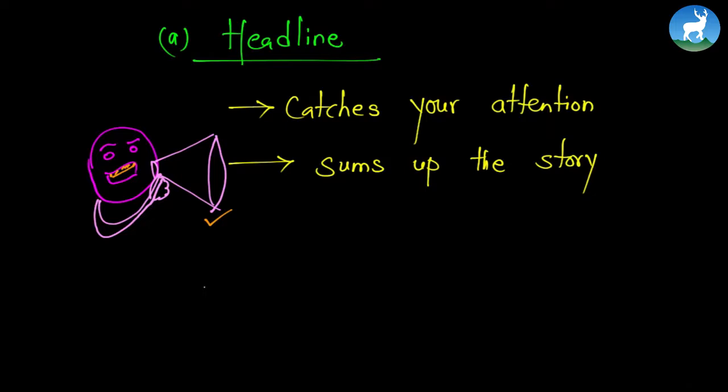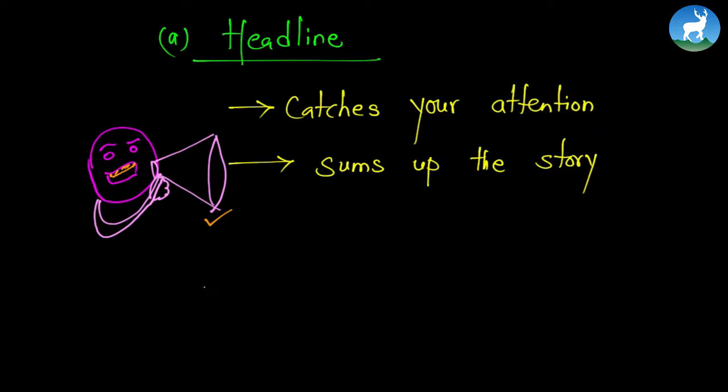You want to learn how this bus mishap happened. You want to learn why so many people are dead. So it sums up the story. What is the story all about? It is about a bus mishap killing 40 people. So that is what the story is all about. So it's like a person shouting in a loud way.